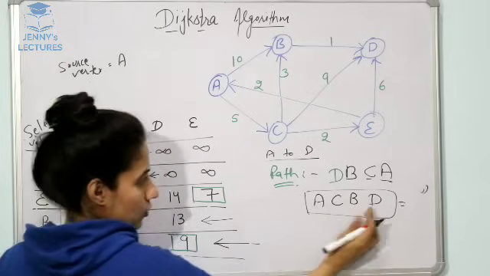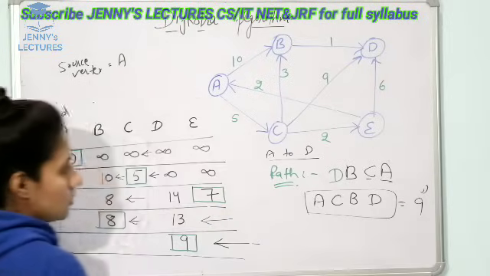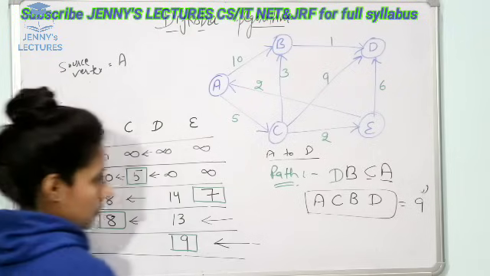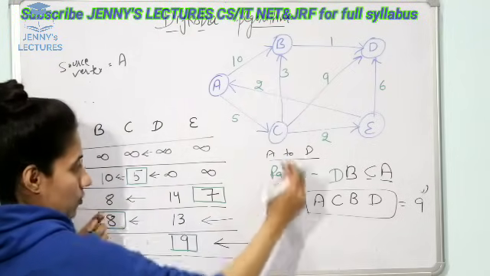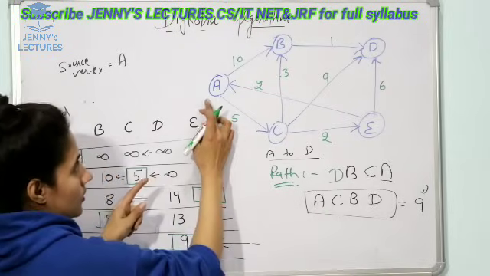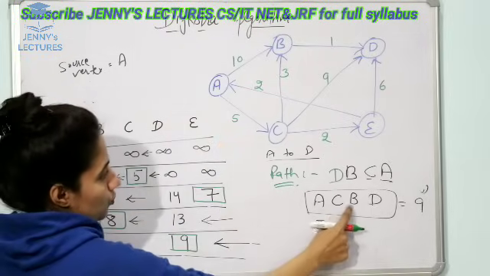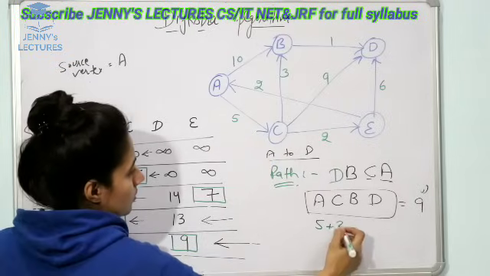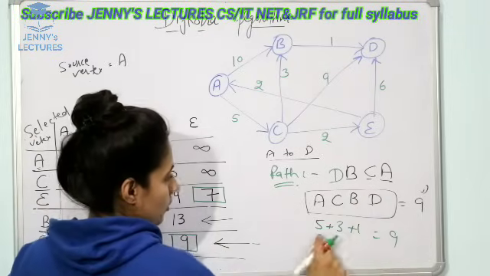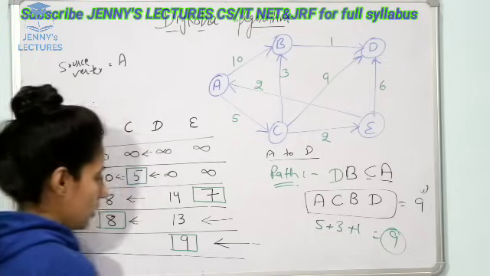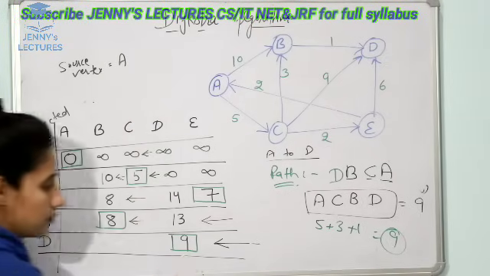Shortest path, and the distance of this path is, what is this? 9. You can check out this path through this graph only. See, A to C, what is the distance? A to C, 5. C to B, that is 3, plus then B to D, 1. And this one is 5 plus 3 plus 1 is 9. And already we have found the shortest distance, that is 9.